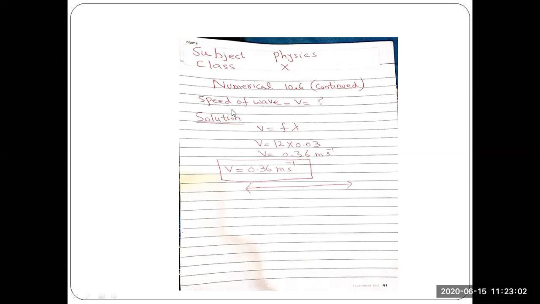Next, this is a continuation of the same numerical 10.6, speed of the wave. Here we are asked to find the speed of the wave, which is denoted with the small letter v. So the solution: v is equal to f lambda. I just put in the values: f is 12 and lambda is 0.03. If we multiply 12 by 0.03, we get the speed 0.36 meter per second. Meter per second is the unit of speed. So v is equal to 0.36 meter per second.